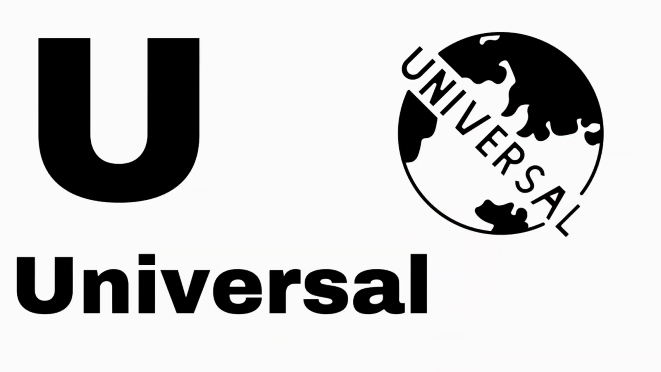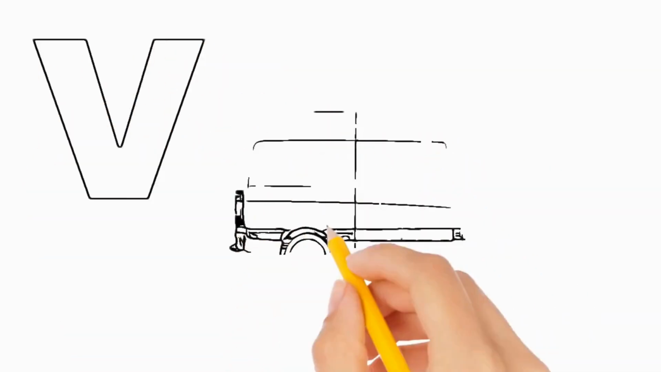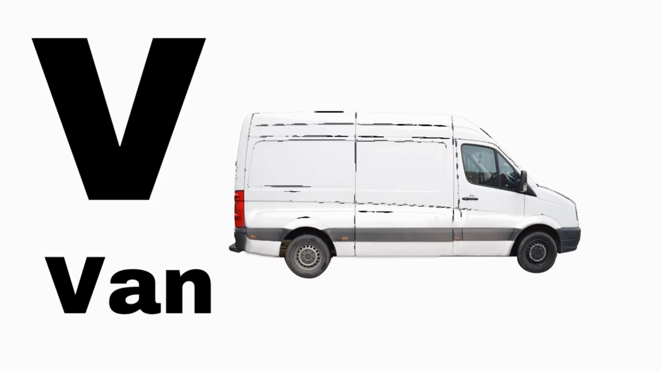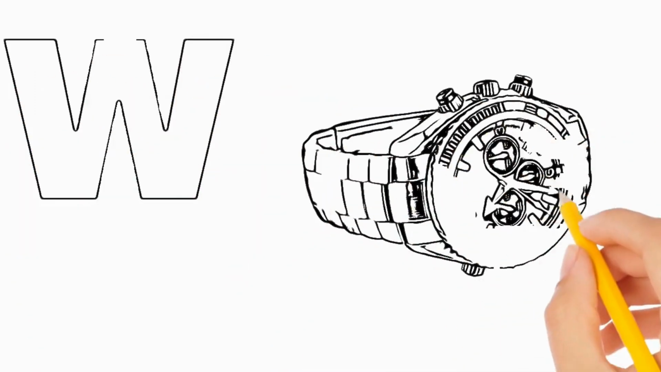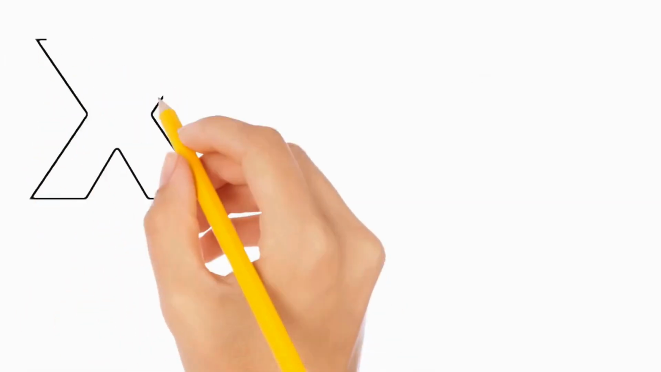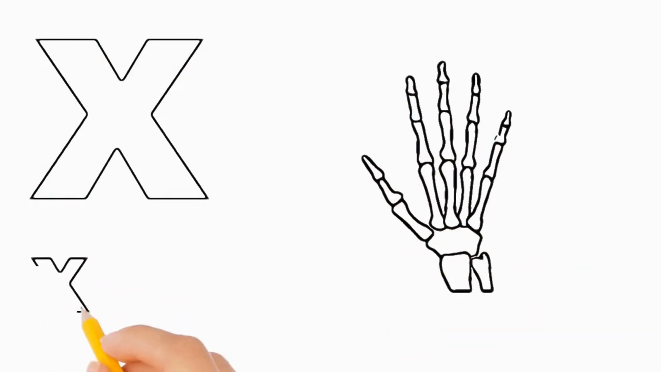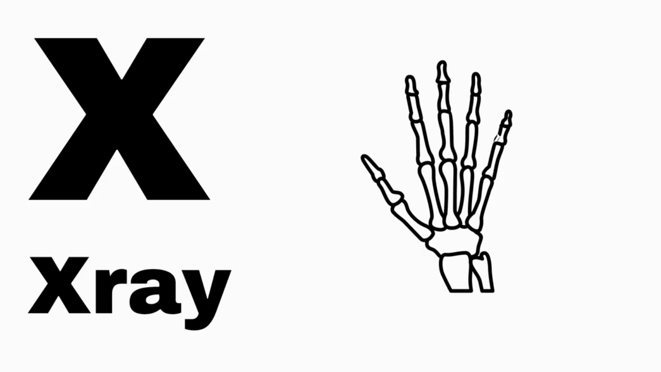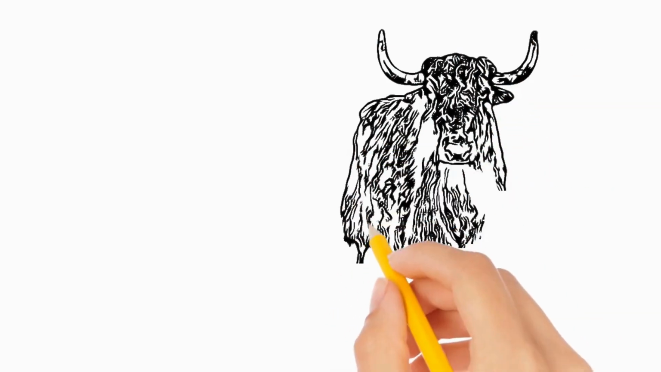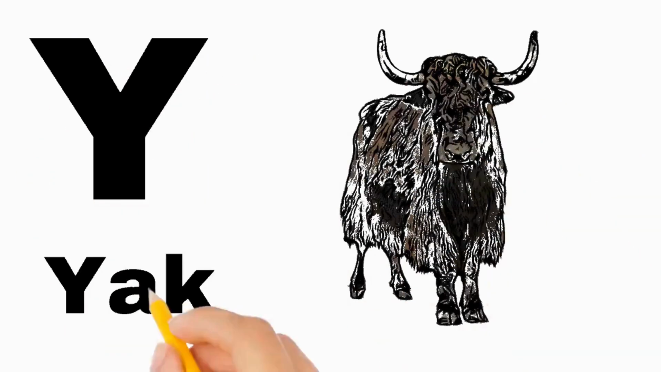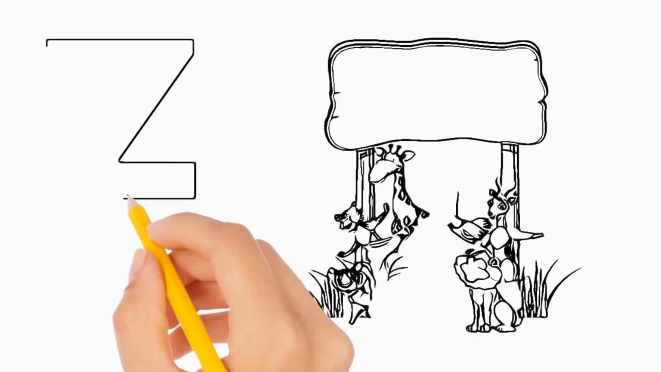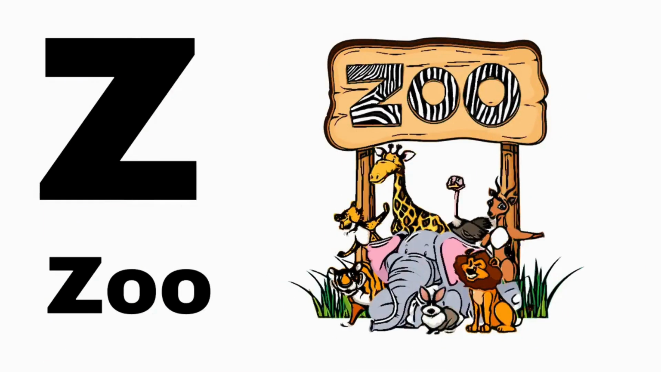U for universal. V for van. W for watch. X-ray. Y for yak. Z for zoo.